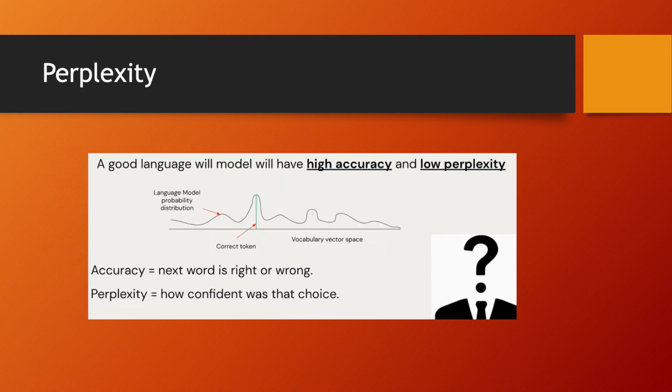Now let's discuss perplexity. A good language model will have high accuracy and low perplexity. In the diagram, as you can see, the language model probability distribution, and where there is a spike, that is the next probable token. Now, accuracy means the next word is right or wrong. Perplexity means how confident the model is on that choice.